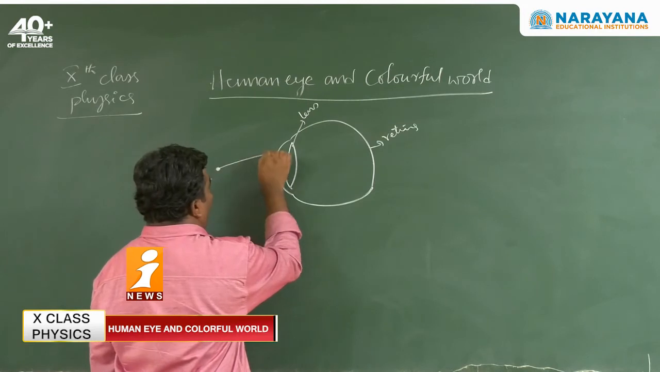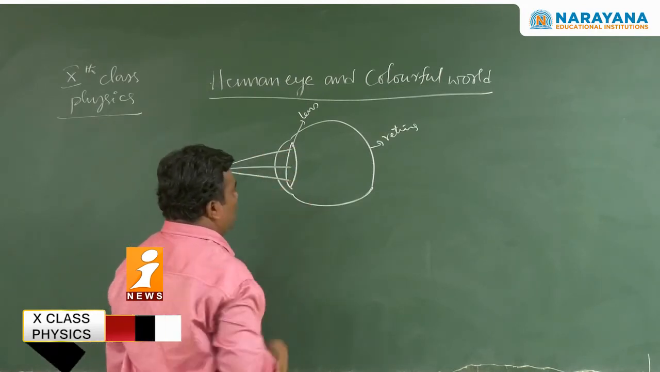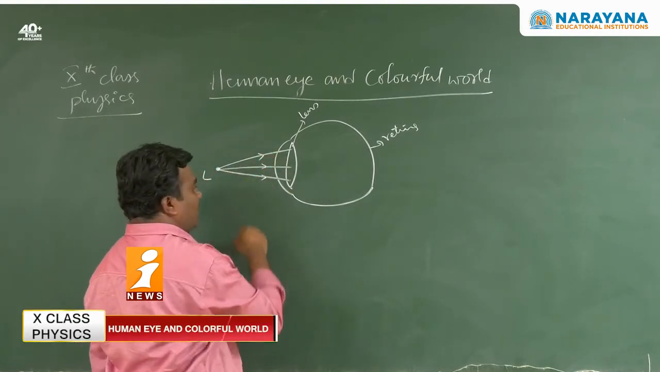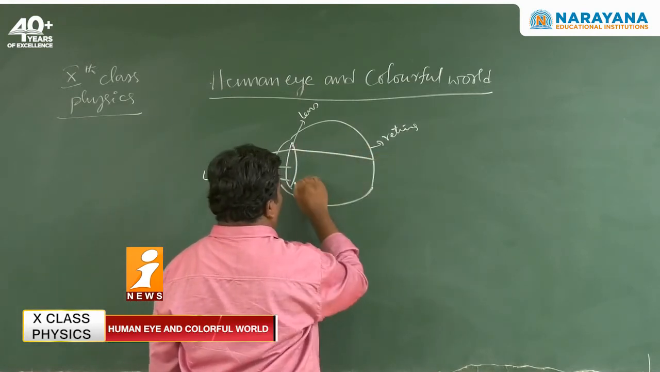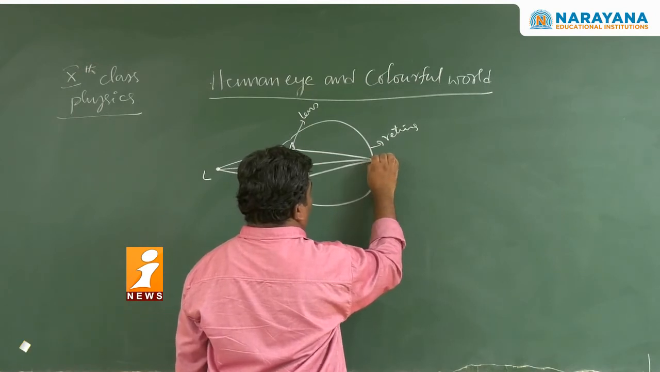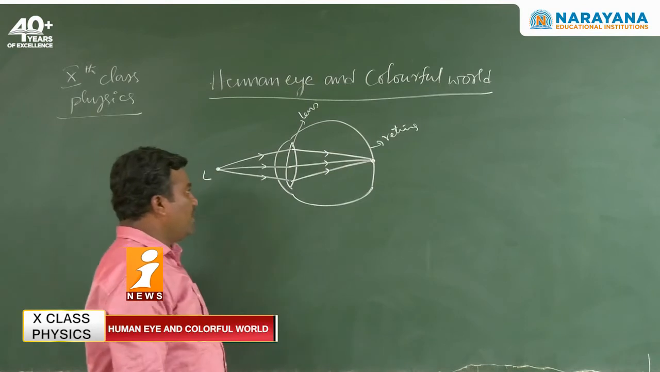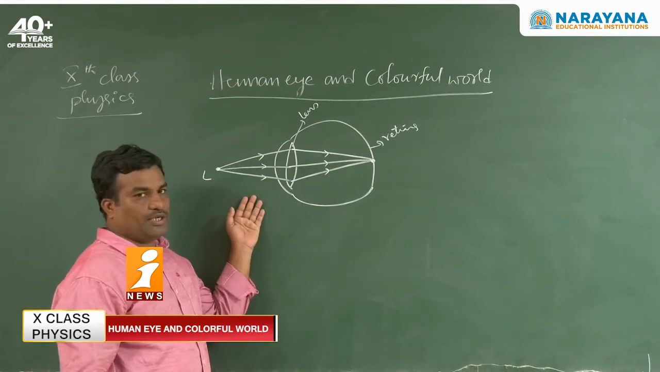So the rays fall on the eye lens. After refraction, we are getting the point image at the retina. Okay. So we know it is the close or near object.